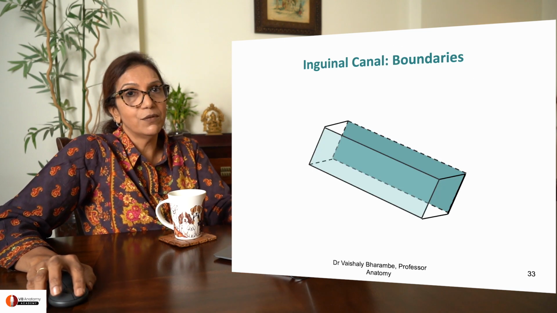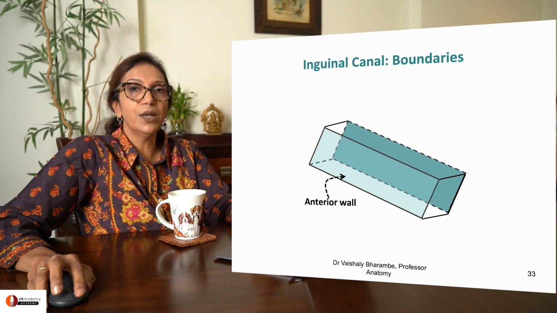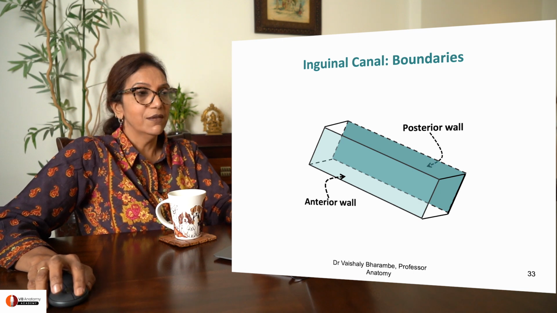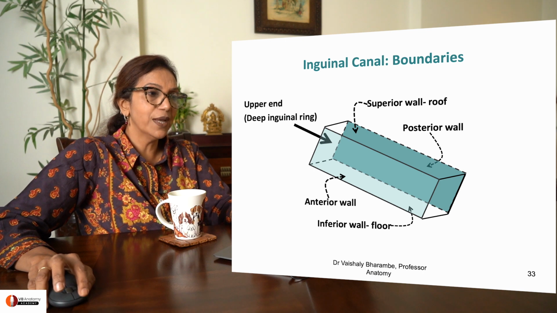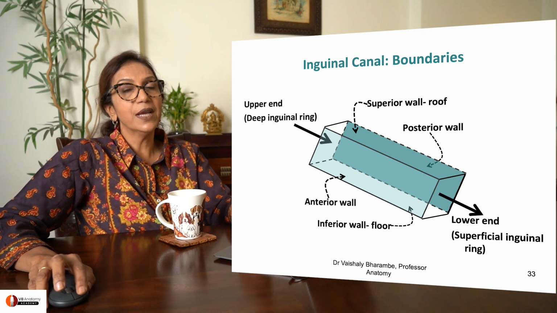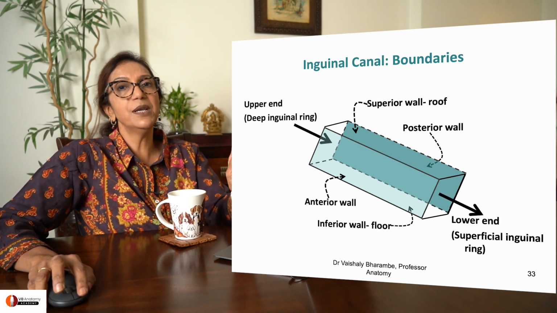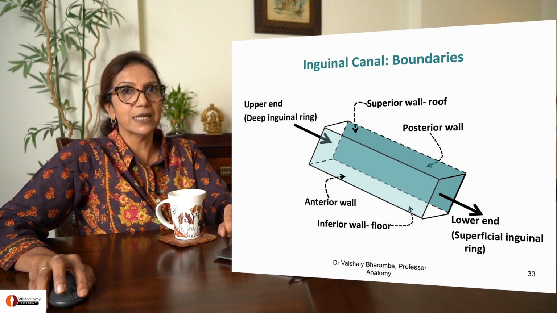So what have we covered? We've covered anterior wall. We've covered posterior wall. We've covered the roof and the floor. We've covered the deep inguinal ring and superficial inguinal ring. Thus, we have the anatomy of inguinal canal in place now.